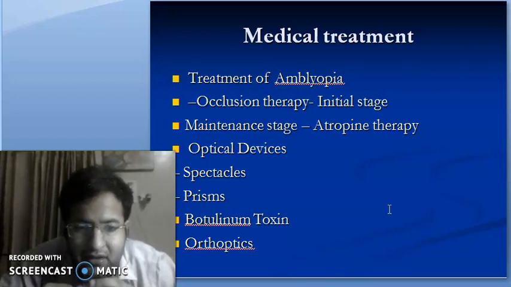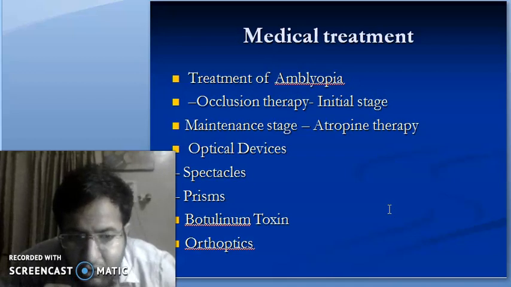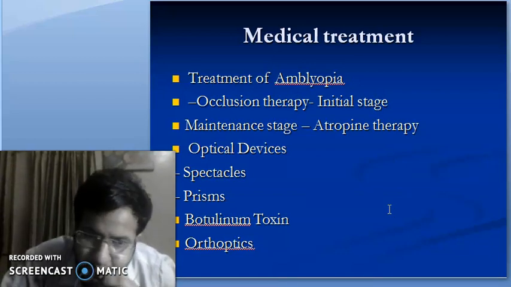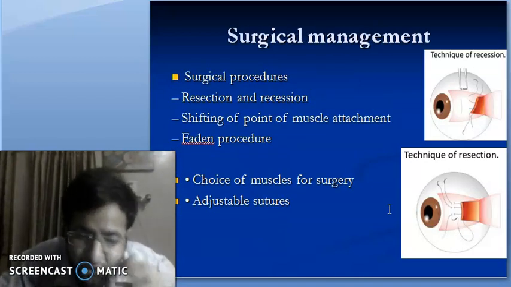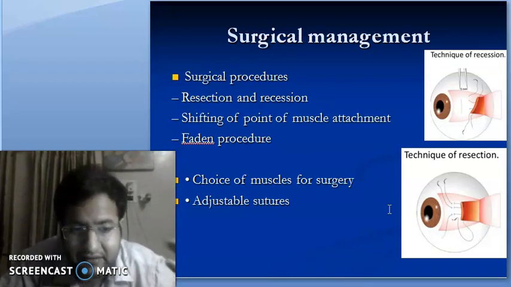We can use the optical devices like the spectacles to correct the refractive error and hence correct the strabismus, or the prisms. Prisms can be used to align the eyes straight forwards. We can also use the botulinum toxin for the temporary correction of strabismus for about 2-3 months, and the orthoptics can be used. Orthoptics are the exercises, either using the synaptophore or there are also other exercises.